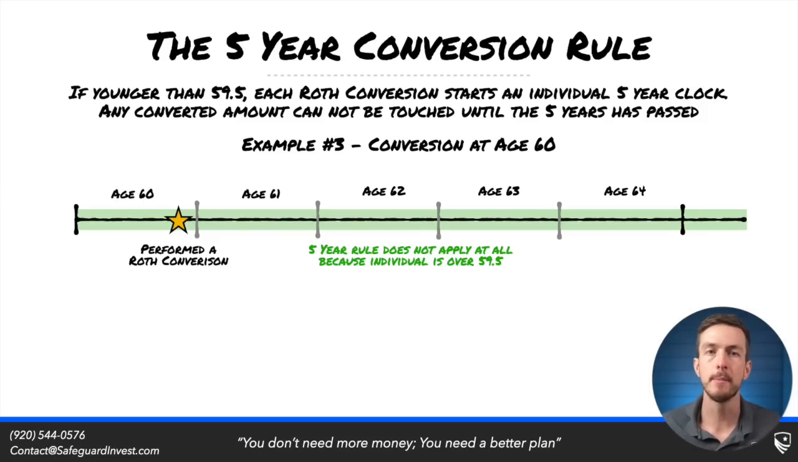I see this rule mixed up all the time, but just to be as clear as possible, if you are over age 59.5, the 5-year conversion rule does not apply to you. The 5-year aging rule may still apply to your earnings, but the conversion rule will not.